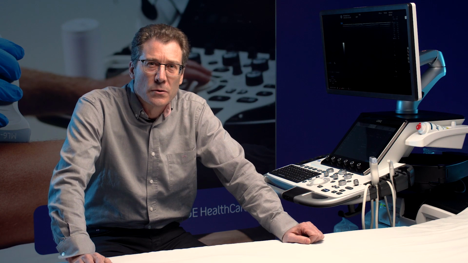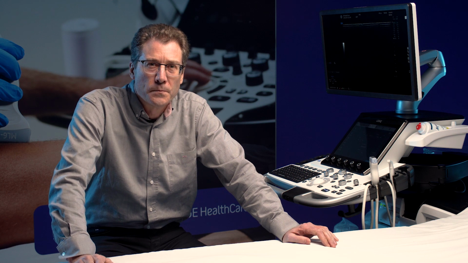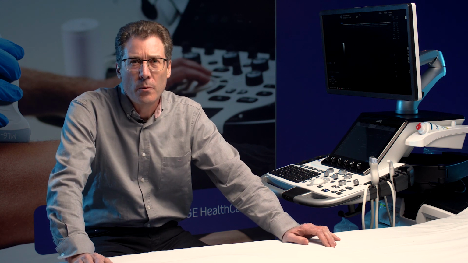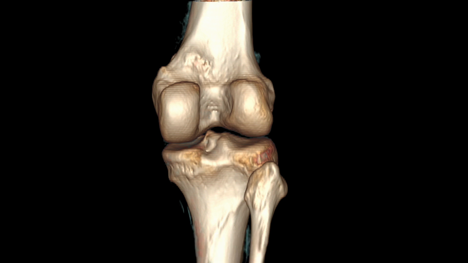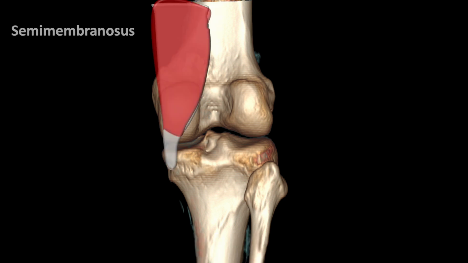Welcome to this video lesson focused on the posterior side of the knee. We will start with a quick review of the anatomy of the posterior aspect of the knee, which is often referred to as the popliteal fossa. The popliteal fossa is a diamond-shaped area that is limited superiorly and medially by the semimembranosus muscle and the pes anserinus muscles. The semimembranosus is one of the hamstring muscles.